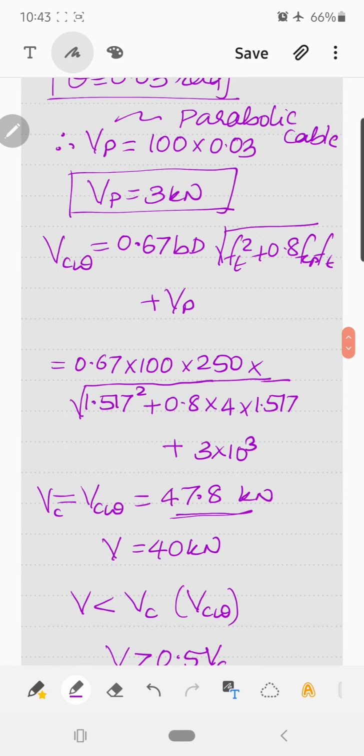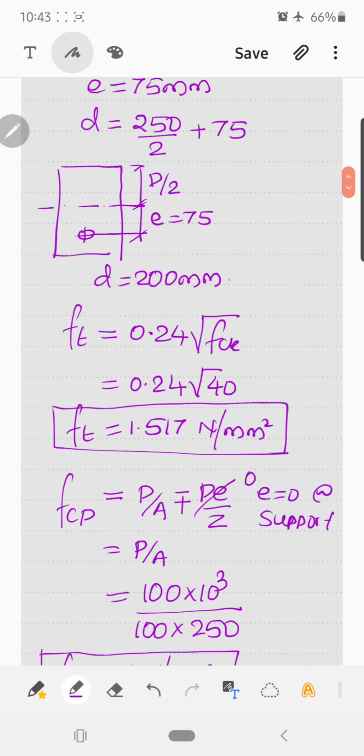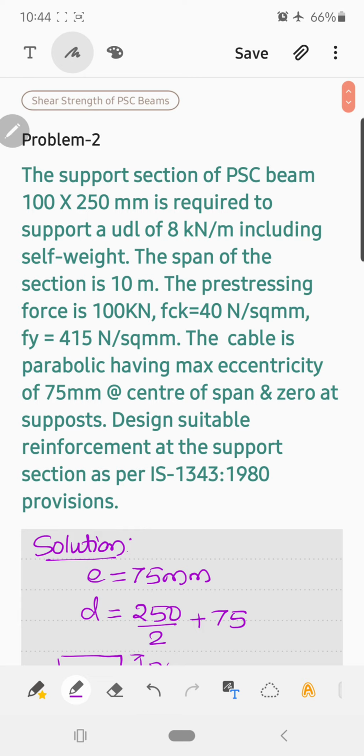So this is how you can calculate the shear reinforcement for any given section. So this ends the problem on the shear reinforcement. So the complete shear strength of PSC beams ends with this. The complete module of shear strength of PSC beam will end with this video, with a total of 3 videos in this module. Thank you.